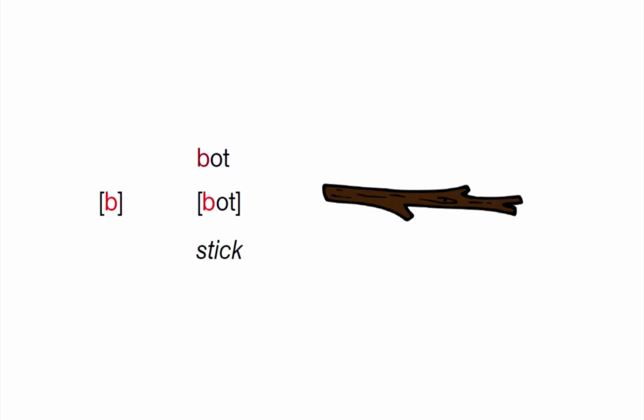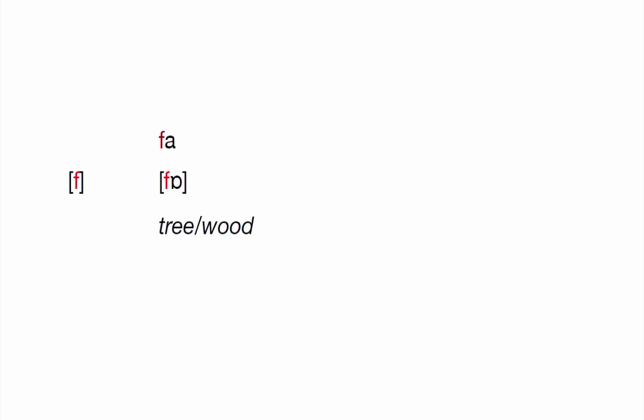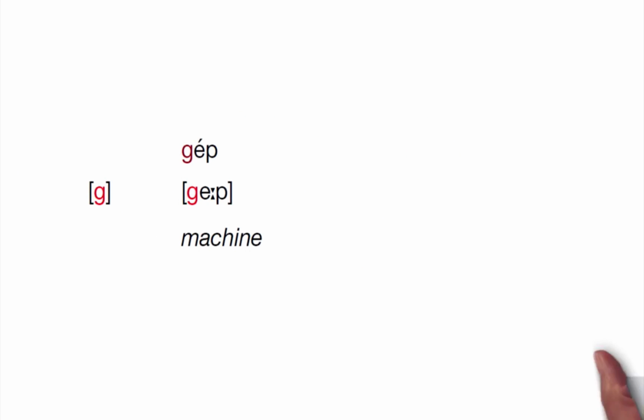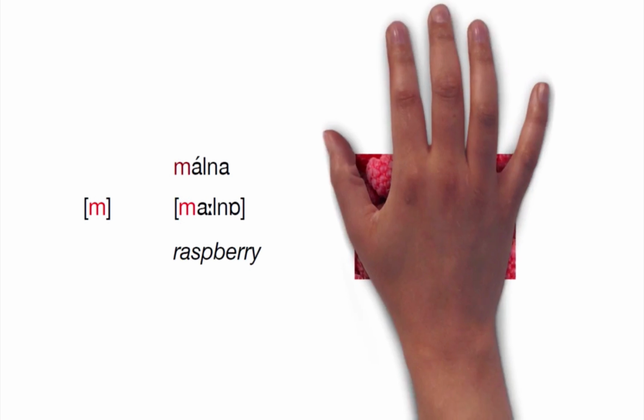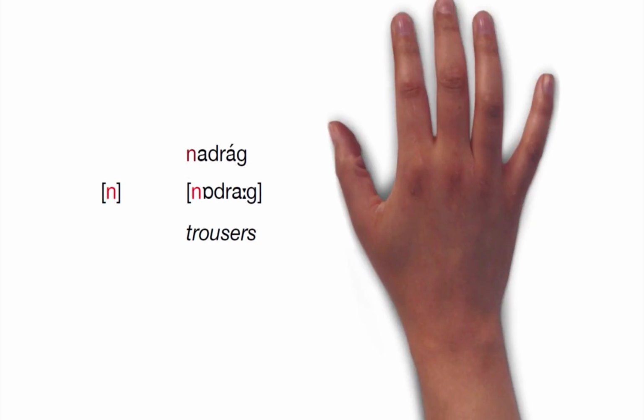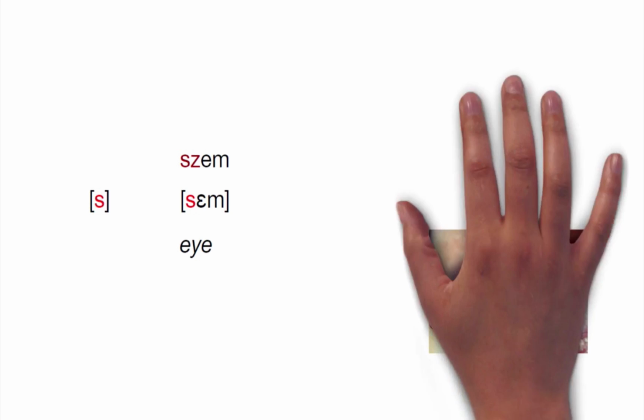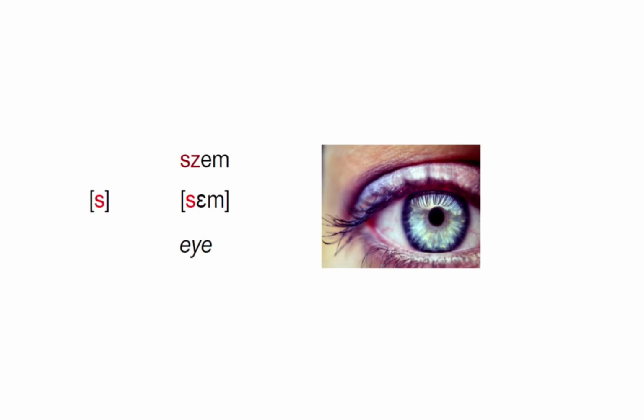There's B as in but, F as in fa, G as in gape, H as in ho, M as in malno, N as in nodrag, S as in sem. One thing I want to point out here, that S sound is spelled SZ in Hungarian. Hungarian actually uses a lot of 2 or even 3 letters to make certain sounds, and it treats those letter combinations as single consonants. This isn't zem, it's sem, starting with a single s consonant.